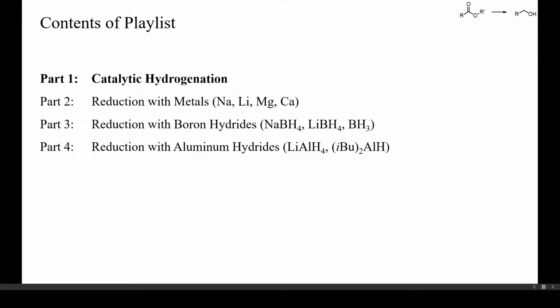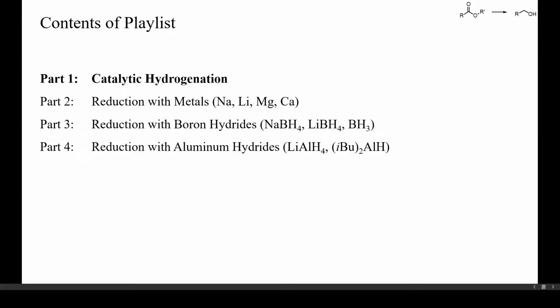The most straightforward strategies are reductions with boron and aluminum hydrides, which are presented in parts 3 and 4. These reagents are, however, expensive and generate a lot of waste, and are less suitable for large-scale industrial reductions. On my channel you can also find a video playlist about the reduction of carboxylic acids to primary alcohols.